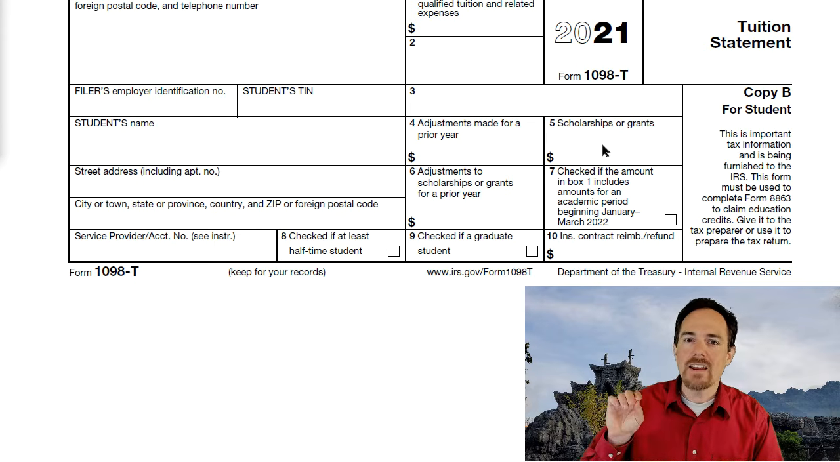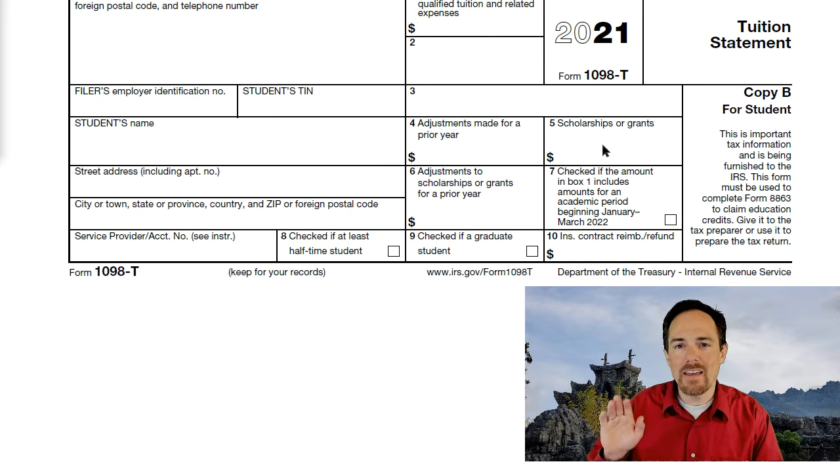This is the part that TurboTax doesn't do right all the time, and most CPAs don't even do this correctly, I'm sorry to say. I wish that they would, and so I'm going to explain what I mean in just a minute, but you're going to want to pay attention to the part about what to do with your scholarships and grants, because most software and most tax preparers don't do it correctly.